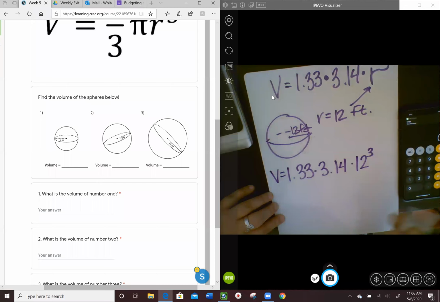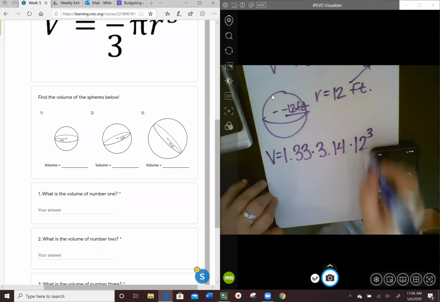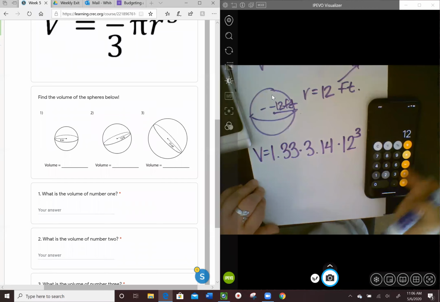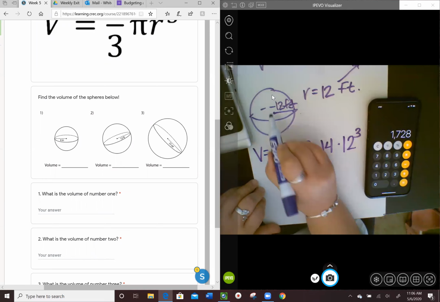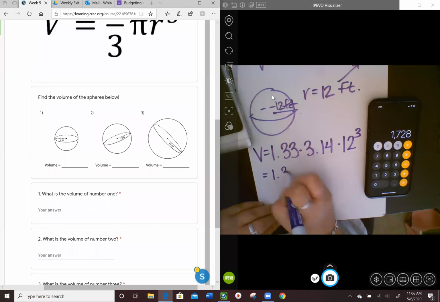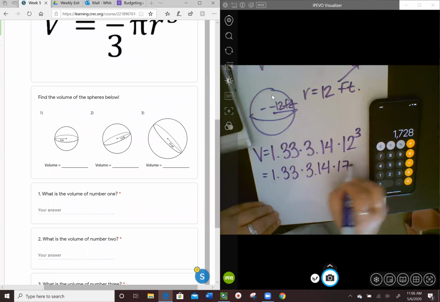Okay, so again, order of operations, we have to do PEMDAS. So exponents come before multiplication. So we're going to do 12 to the third. This is going to be a really big number, but that's okay. 12 times 12 times 12. Think about how big this sphere is. 12 feet, that's a lot of space. So 12 cubed, we get this big number right here. We're going to rewrite everything we haven't touched, just like this.